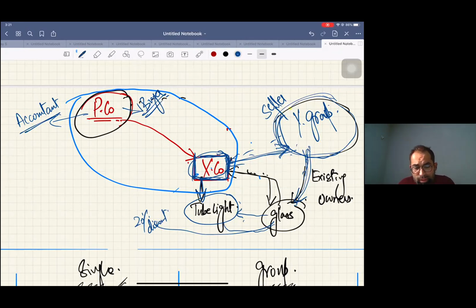So when they are buying the glass on discount, that means their costs are lower. That means their cost of sales is lower. So obviously the profitability is higher. The profit is higher. That's why this profit is looking artificially higher.